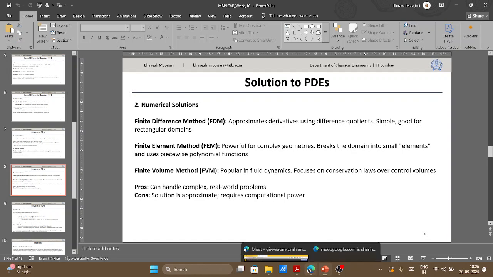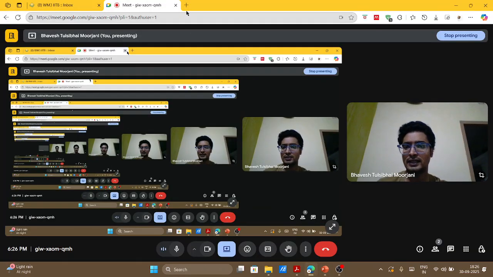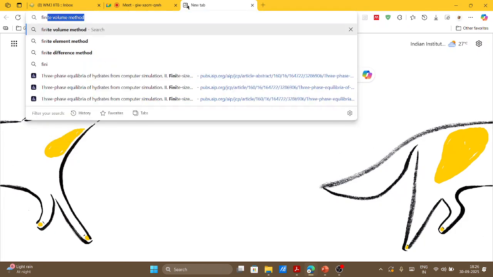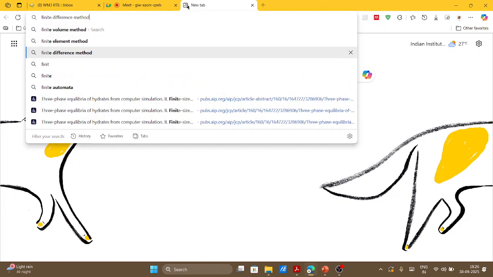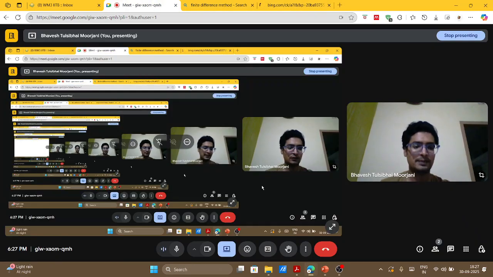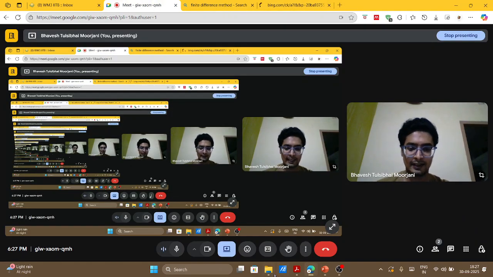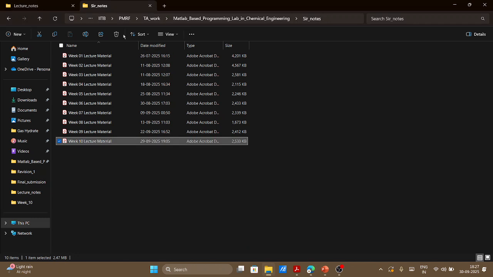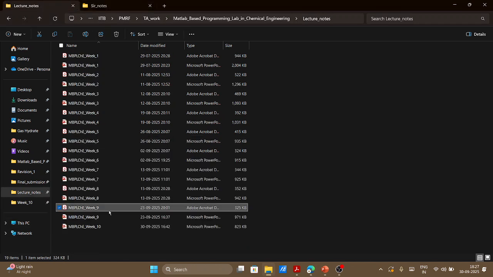So if I just look at the finite difference method, by the way, we already solved the finite difference method in the last class, right? So if I show you the previous class notes, is it open?